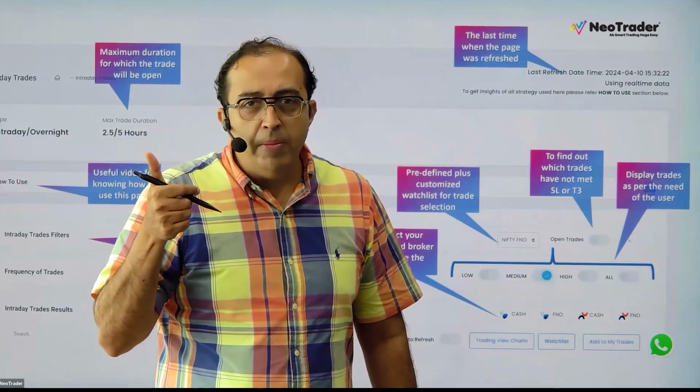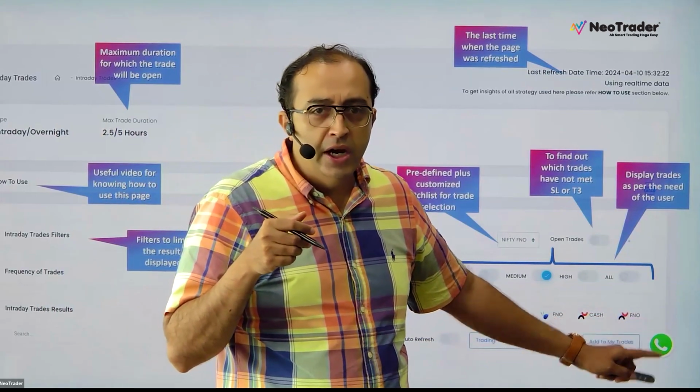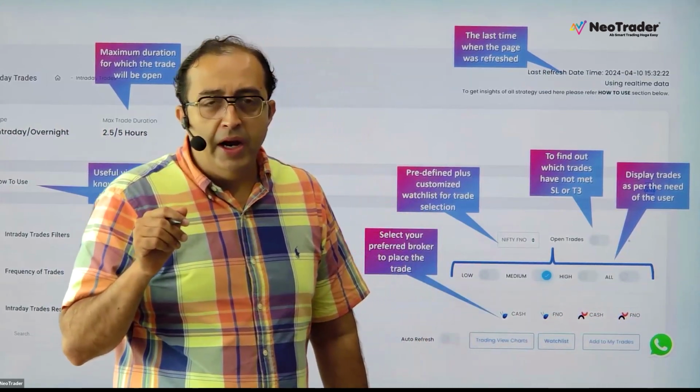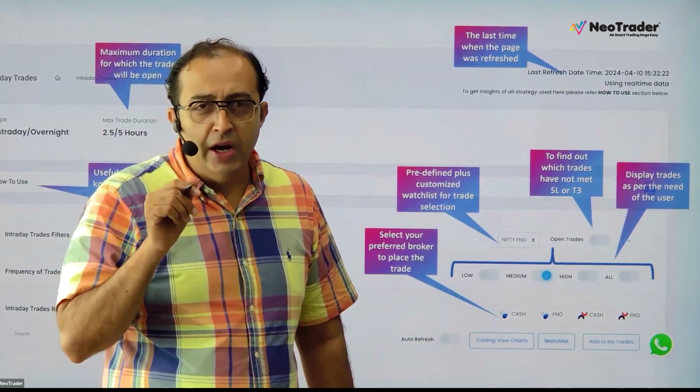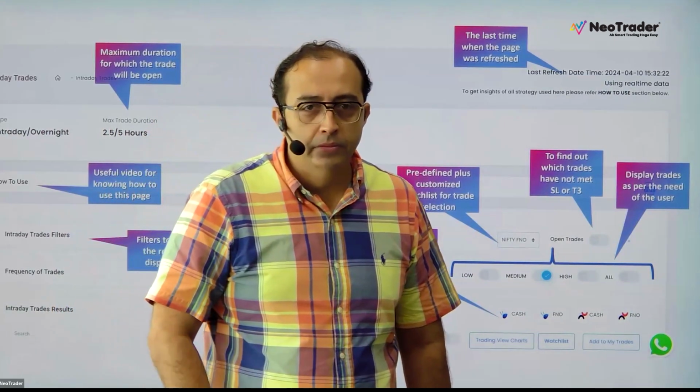Clear, everyone? Can you type ID in the chat? Did you understand this? This is a very, very powerful feature. It saves a lot of your time and enters the trade very close to the price displayed.